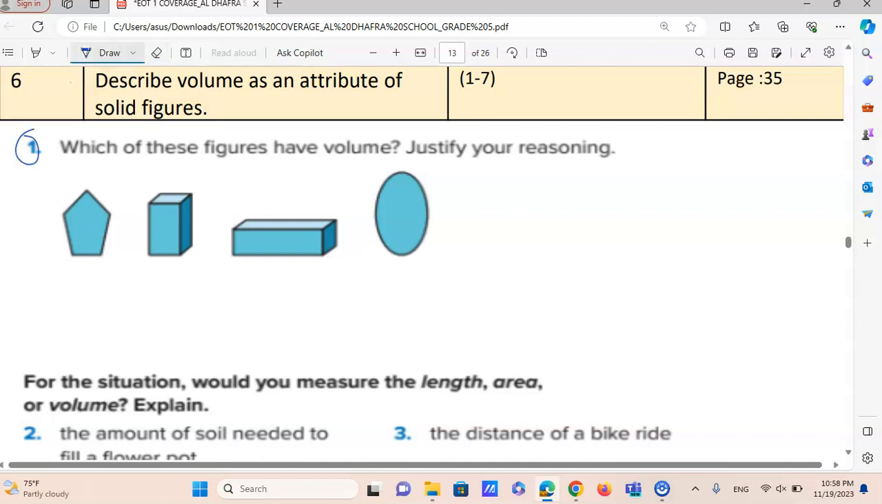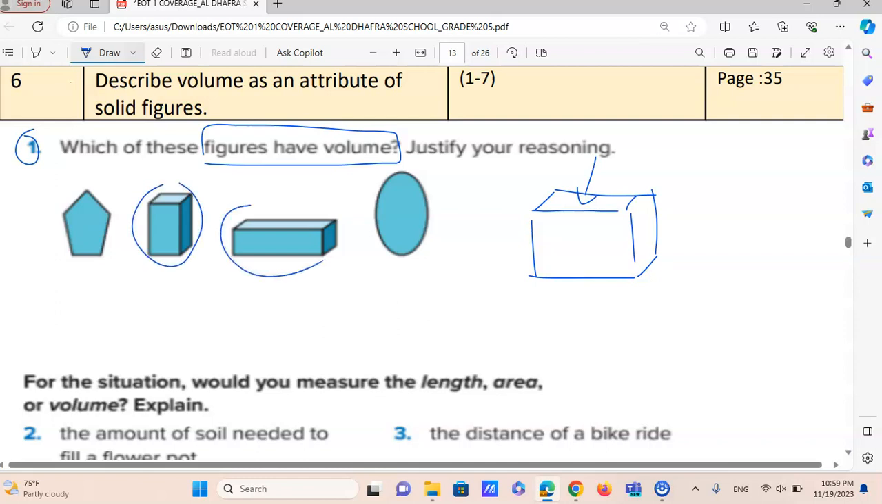Question number 1. Which of these figures have volume? The shape that has length, width, and height is called a solid figure, and it has volume. We measure the volume. So which one can we measure the volume of, or has volume? This figure and this figure. Rectangular prisms. Okay.